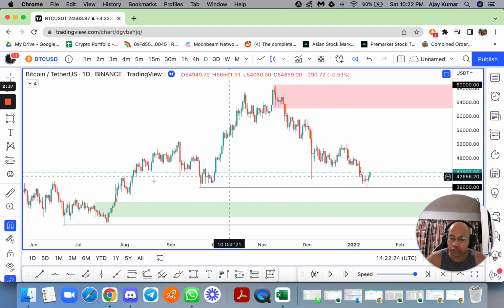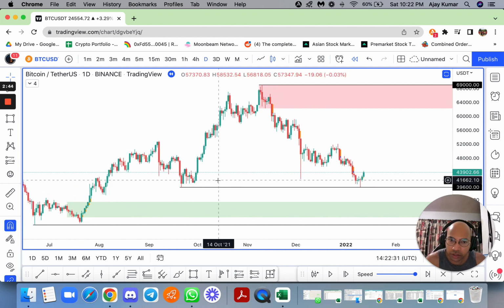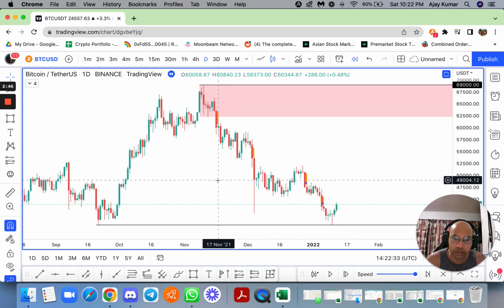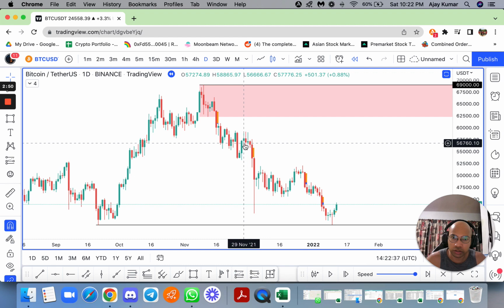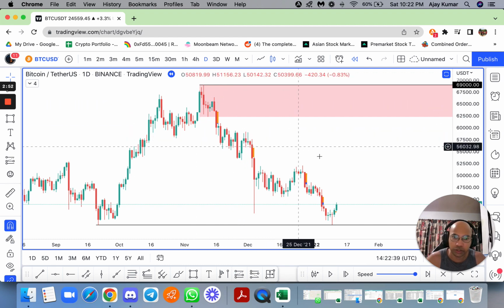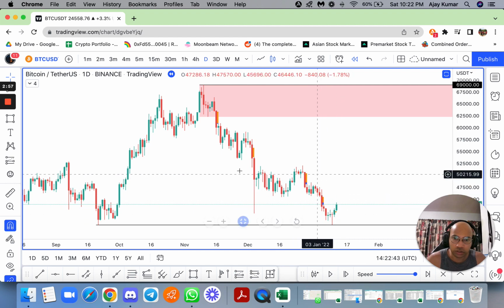In one of these classes, I'll go through how I go about marking out order blocks. But right now, just bear with me. It's just in my mind, the criteria for marking out order blocks. I'm not detailing it out here because I want to keep the video short. No order blocks.